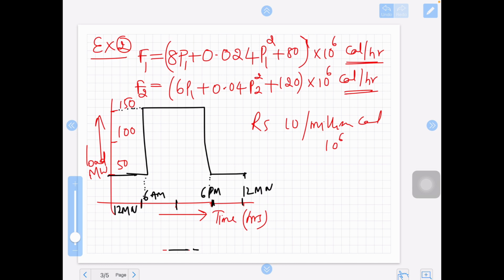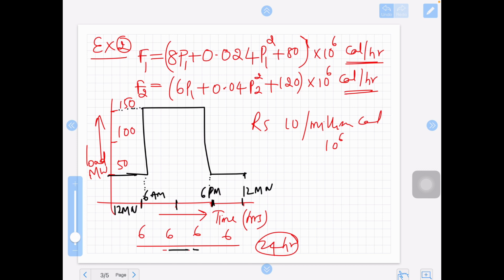Determine the minimum cost of generation per day if the load curve is as shown. Here the load curve shows the variation of load with respect to time. Actually it is given for 24 hours. So 6 hours, 6 fours are 24 hours, so they are given for a day.